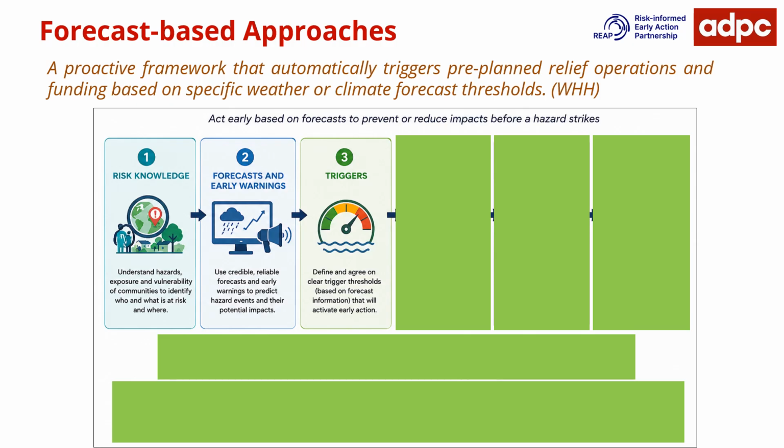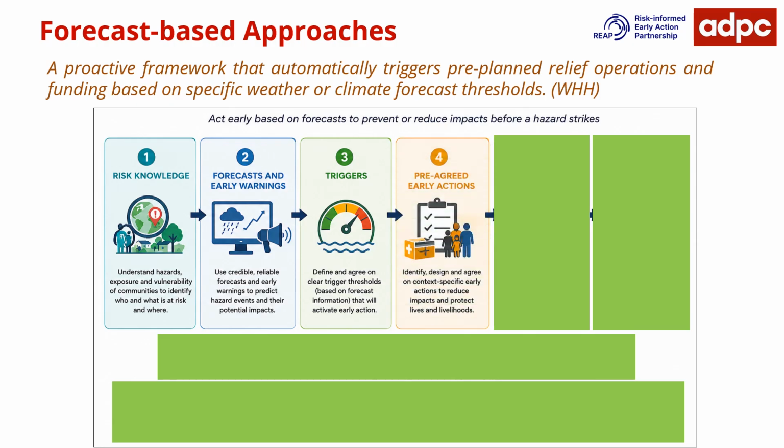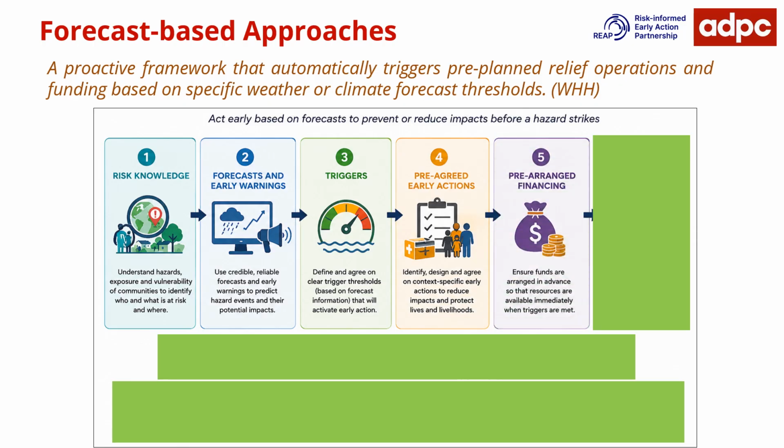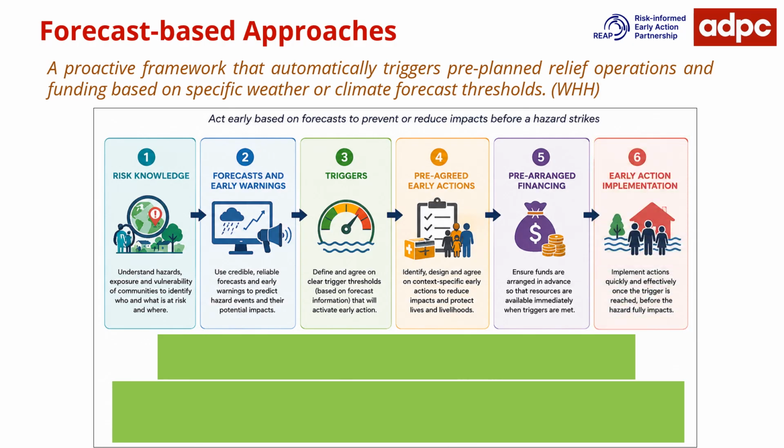Third, triggers, defining and agreeing on clear trigger thresholds, based on forecast information, that will activate early action. Fourth, pre-agreed early actions, identifying, designing, and agreeing on context-specific early actions to reduce impacts and protect lives and livelihoods. Fifth, prearranged financing, ensuring funds are arranged in advance so that resources are available immediately when triggers are met. And sixth, early action implementation, implementing actions quickly and effectively once the trigger is reached, before the hazard fully impacts.